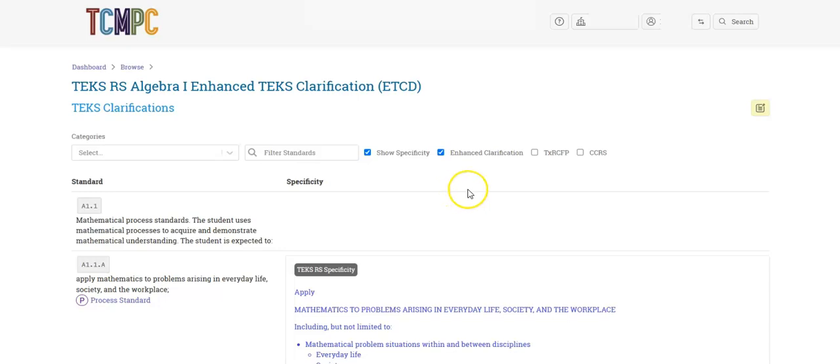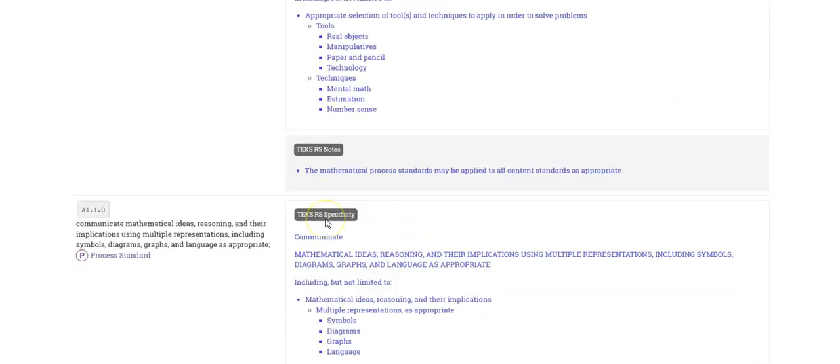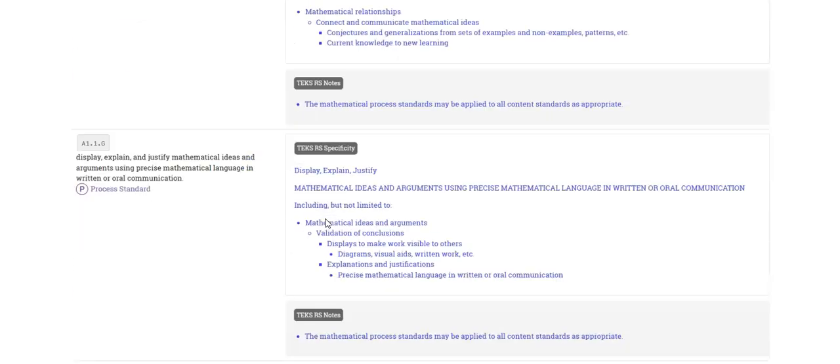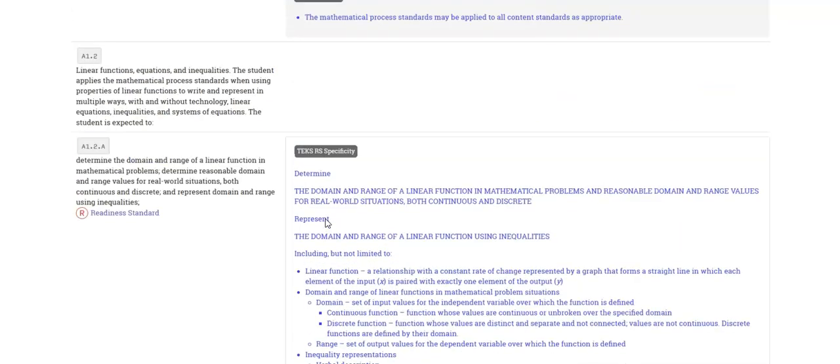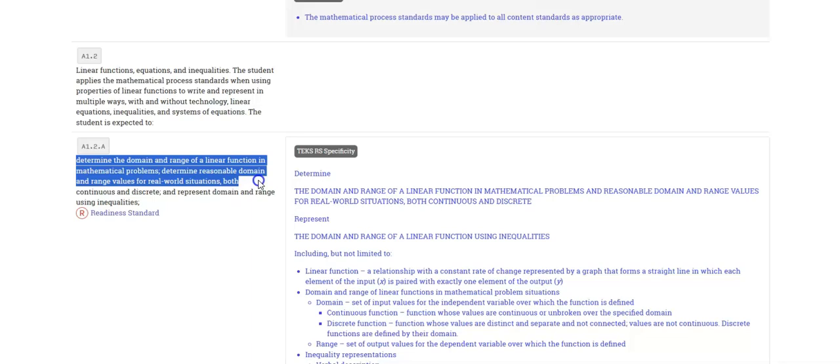So the enhanced TEKS clarification document breaks down what the students are supposed to know, going beyond just the surface level of the TEKS wording. So for the example, I'm going to use 8.2a. The wording here is determine the domain and range of a linear function in mathematical problems, determine reasonable domain and range values for real-world situations, both continuous and discrete, and represent domain and range using inequalities.